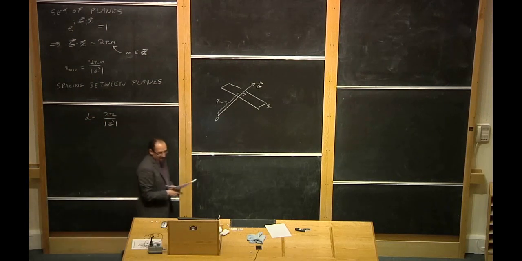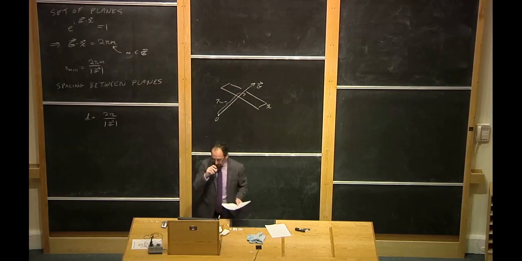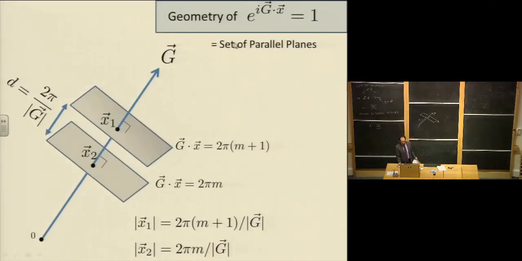Okay, I have a better picture of that than I can draw. So the geometry we're interested in is e^(i G·x) = 1. It defines a set of parallel planes. One of the planes will be G·x = 2πm. Another plane will be G·x = 2π(m+1). The distance to the first plane is 2πm over |G|. The distance to the second plane is 2π(m+1) over |G|. So the distance between the two is 2π over |G|. Does that geometry look pretty good? Yeah? Okay, good.